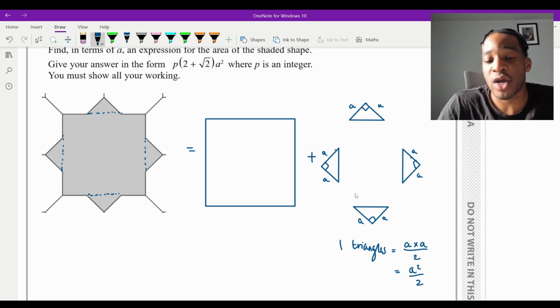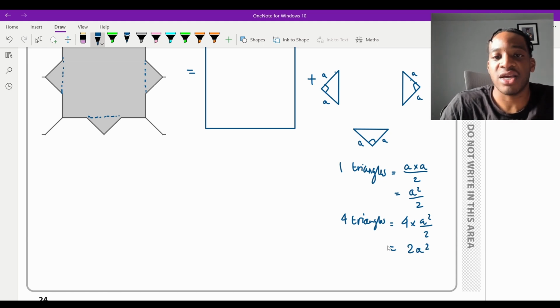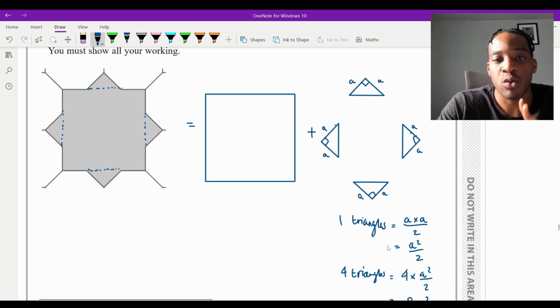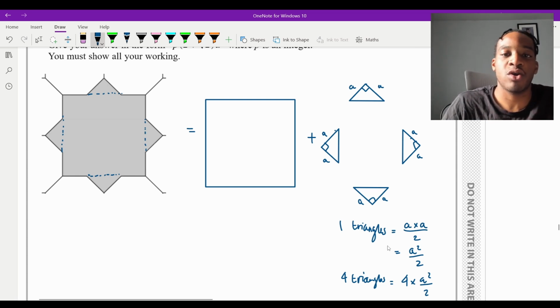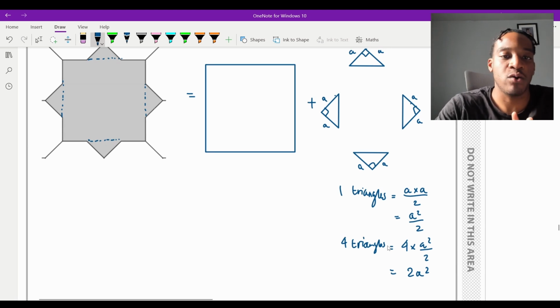Now, we have 4 triangles we need to calculate. So to figure out what the area of 4 triangles is, I'm just going to times it by 4. It's going to be 4 times A squared over 2, and 4 times a half is 2. This is going to be 2A squared. So we've actually worked out one part of the answer. We know that the 4 triangles make 2A squared. So we're going to leave this for now.